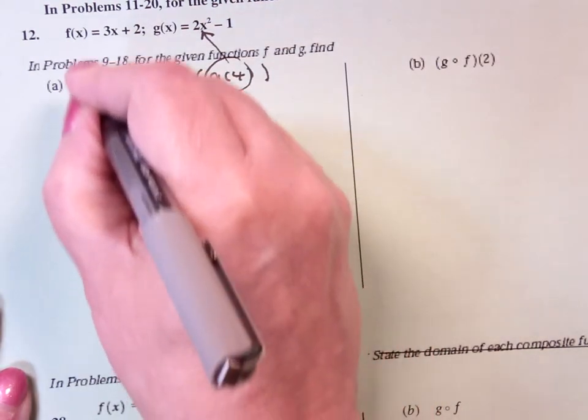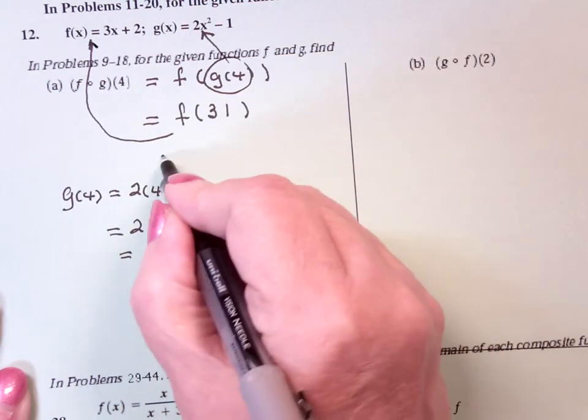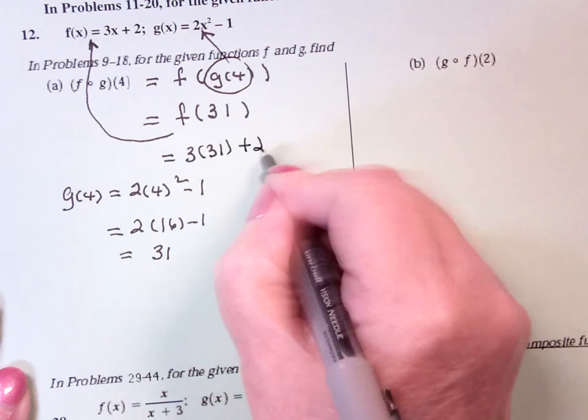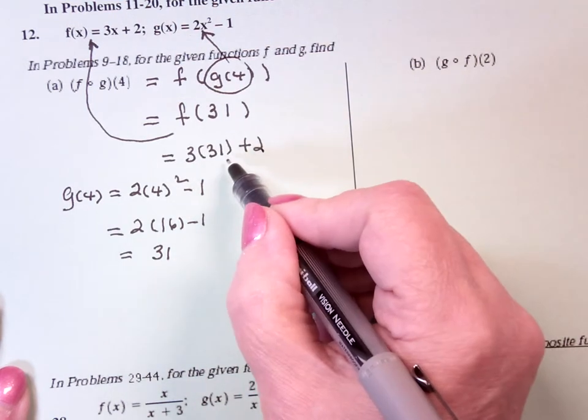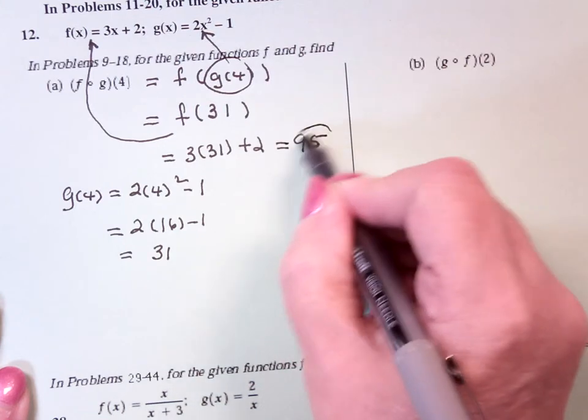Now I use the function f and find f of 31, which is 3 times 31 plus 2, which is 93 plus 2, or 95.